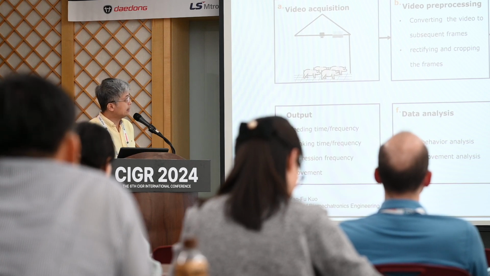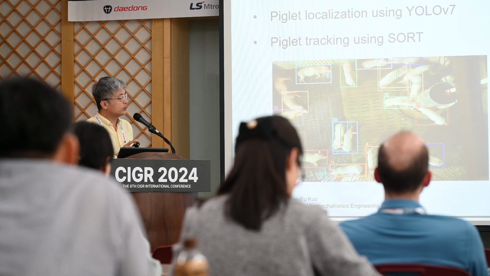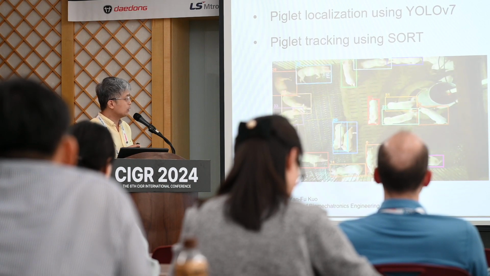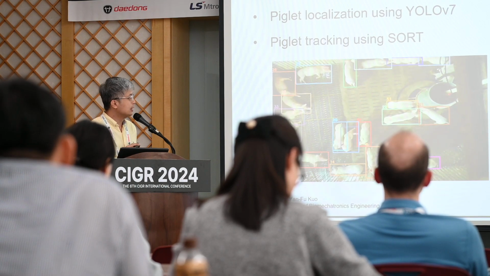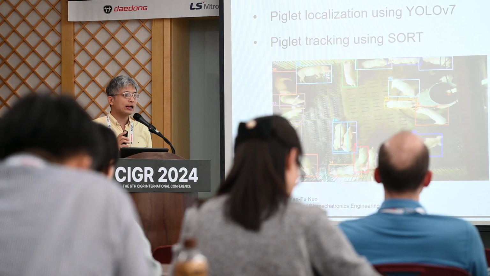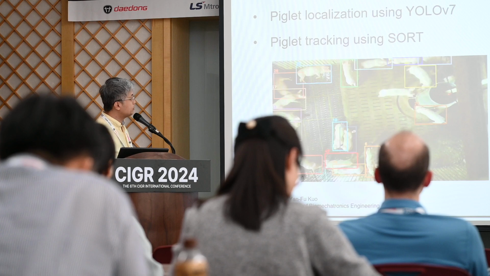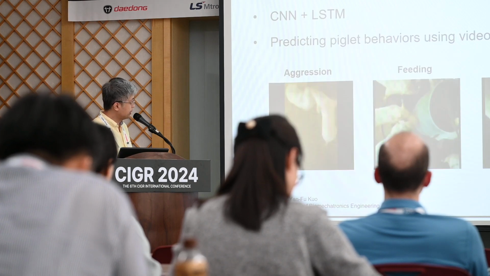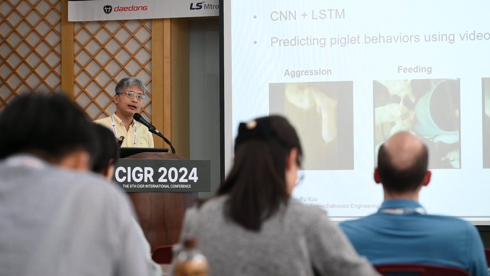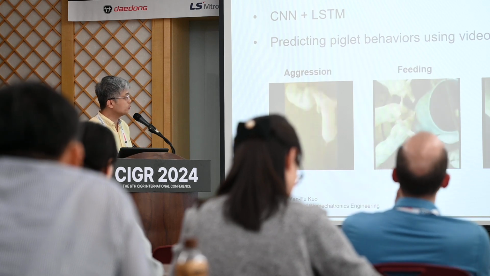So basically here, first we do detection and tracking. We track individual piglets, and we also want to detect interacting piglets. And what's the purpose? Oh, sorry, over here. Aggression. Aggression is defined as when one piglet attacks another piglet. And that's the most important issue that we want to figure out.